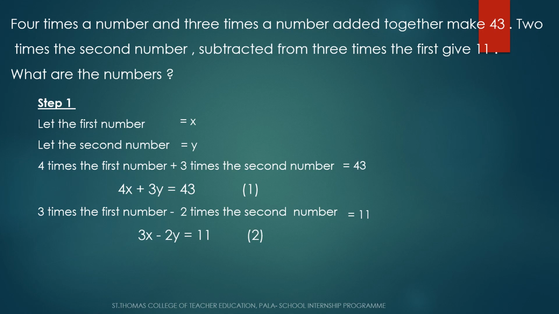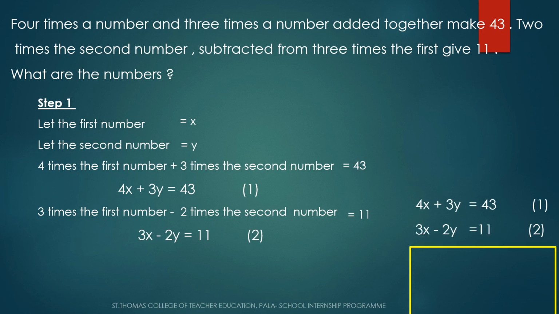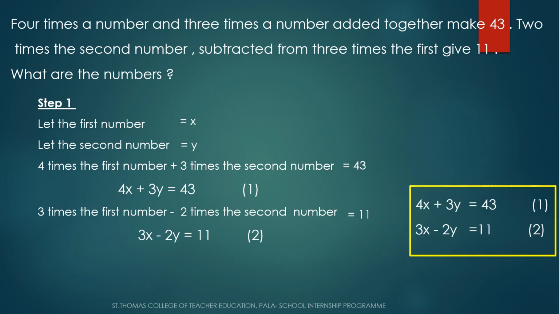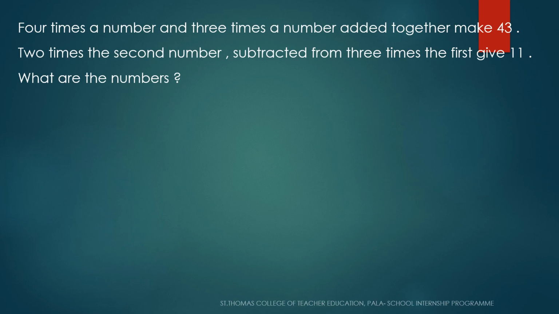So here in this step, we have got two equations, and they are 4x plus 3y equal to 43 and 3x minus 2y equal to 11, isn't it? Okay, so we got two equations. Now tell me what is the second step? What do we do when we get two equations?